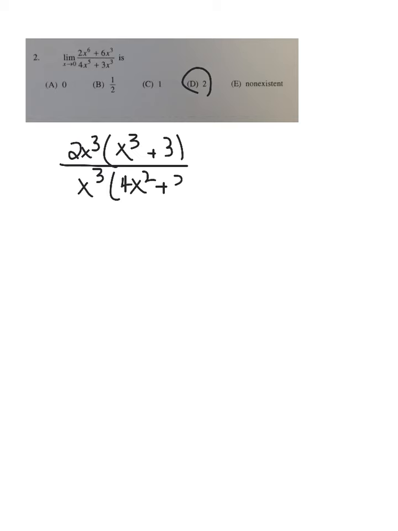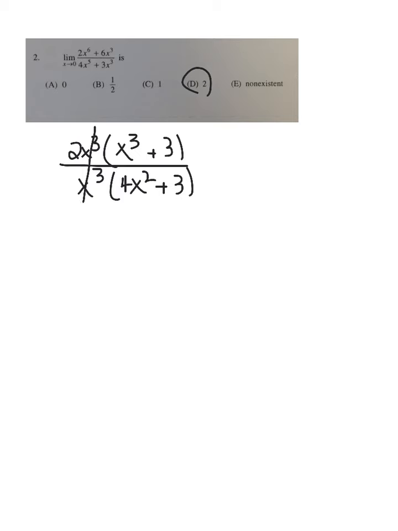So when that happens, what you want to do is factor the numerator, which is going to give me 2x cubed, and then x cubed plus 3. And then we're going to do the same thing in the denominator. And the only thing I can take out there is x cubed, and then I'm going to be left with 4x squared plus 3. Okay, now I can cancel these terms because they are like terms.